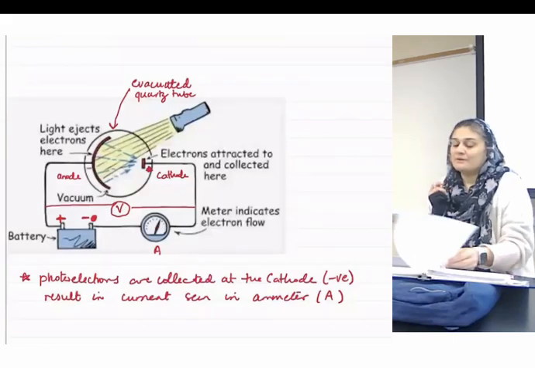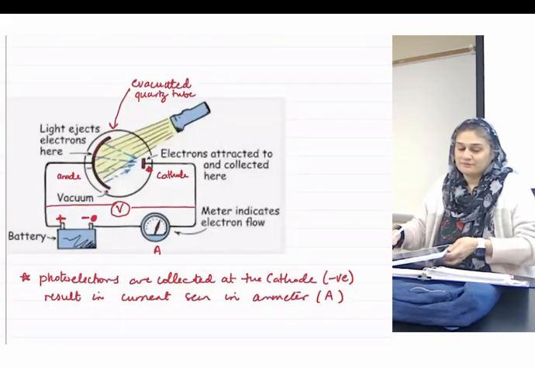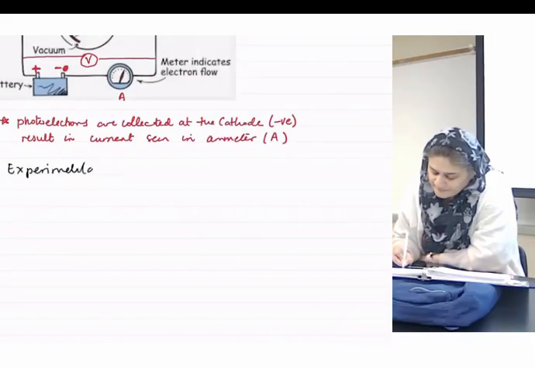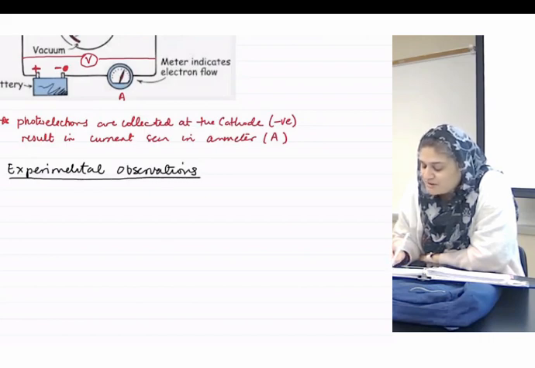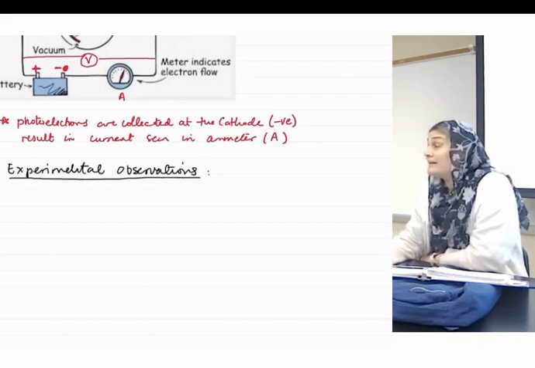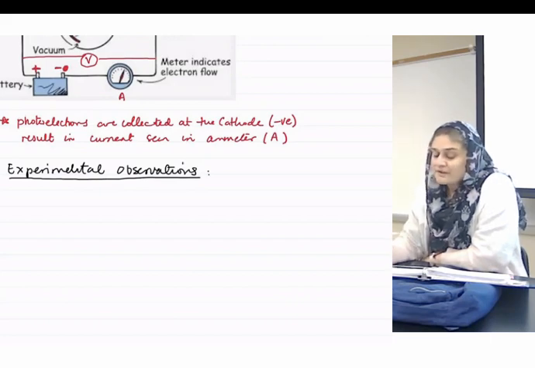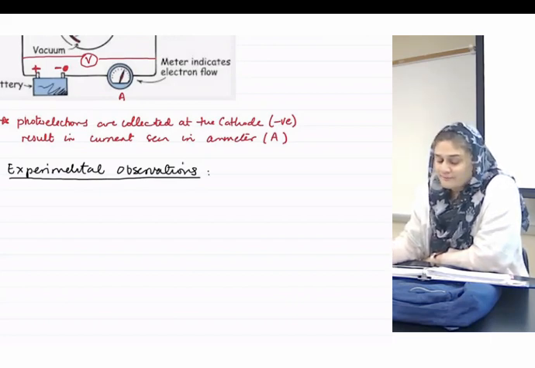Okay, so now let's talk about what they observed. Recognize people do not know at this moment about photons. They still think light is just a wave traveling forward. Okay, that's what they know. So this is what they were observing.